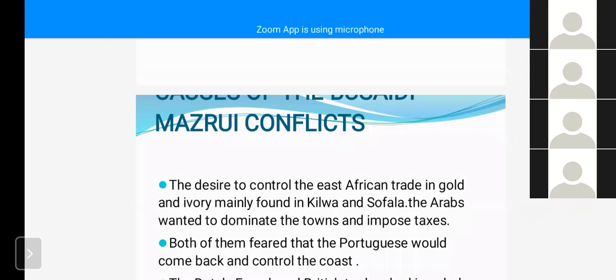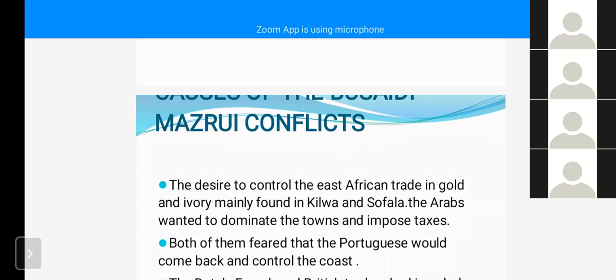So what made them conflict? One, the desire to control the East African trade. And East African trade here, we are talking about gold and ivory that were found in Kilwa and Sofala. So the Arabs wanted to dominate these two towns in order to impose taxes. These are two points in one. One is the desire to control the East African trade, and as you discuss it, focus on gold and ivory. Then two, their desire to impose taxes, having controlled these once powerful coastal towns, which were Kilwa and Sofala.